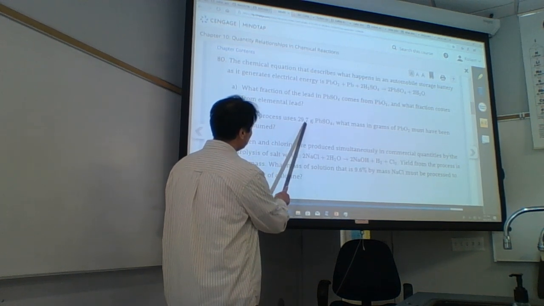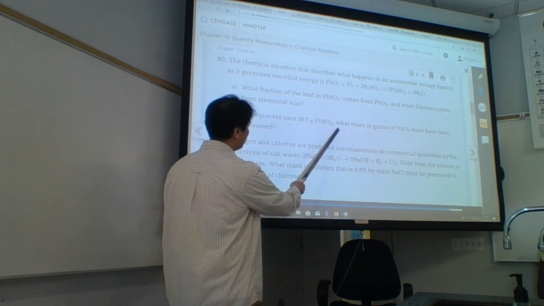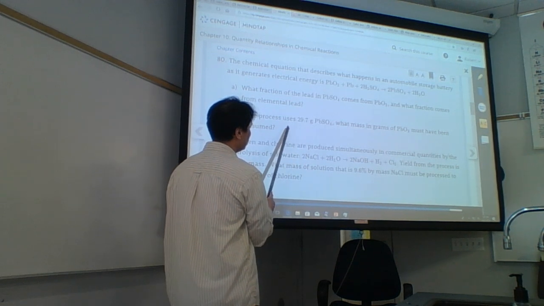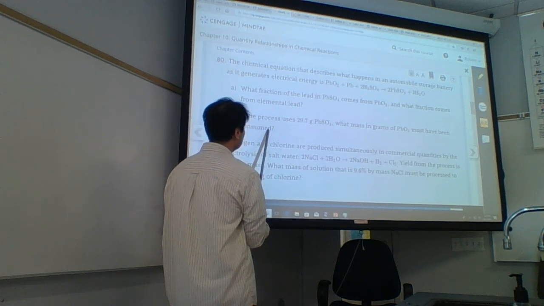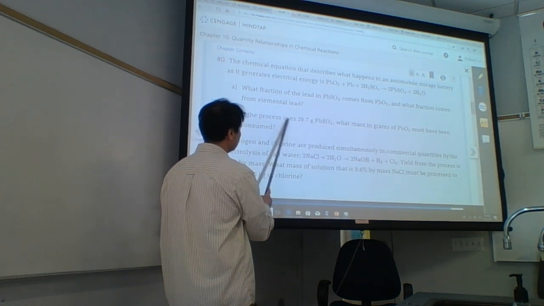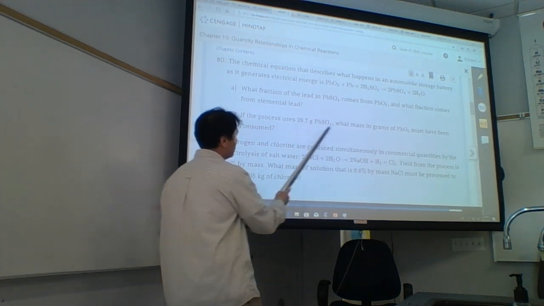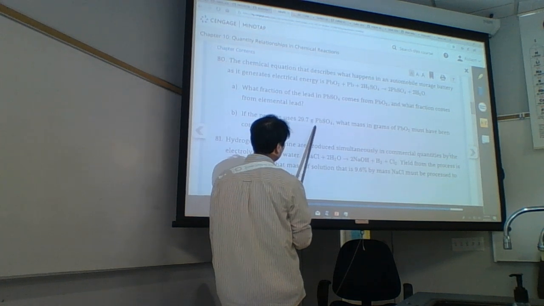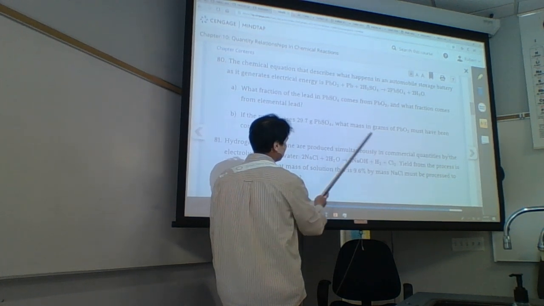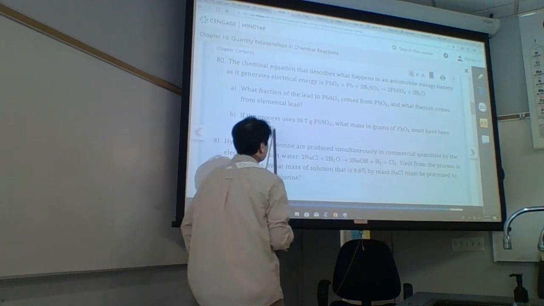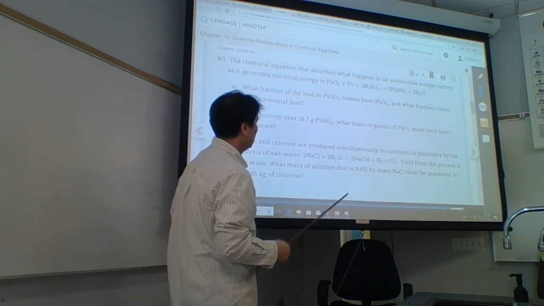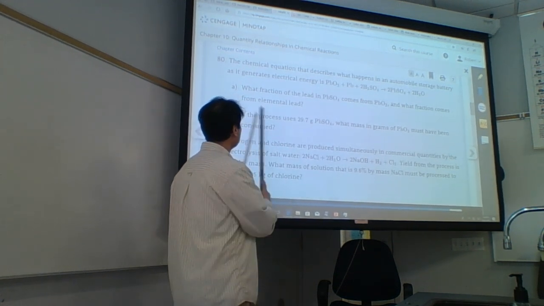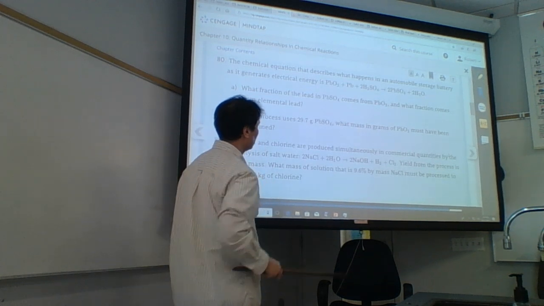If the process uses 29.7 grams of PbSO4, what mass in grams of PbO2 must have been consumed? And so uses, actually it doesn't use, it produces. PbSO4 is a product. So if the process produces 29.7 grams of PbSO4, what mass in grams of PbO2 must have been consumed? And so we don't have to pay any attention to part A. Part A is irrelevant for this.